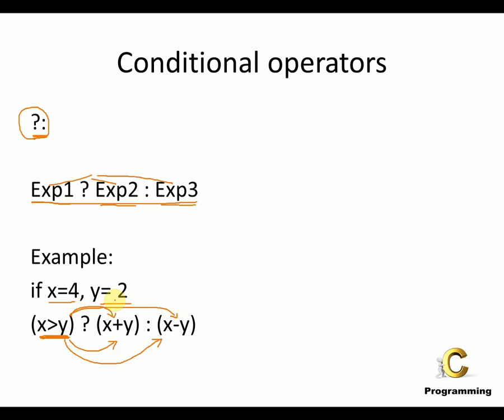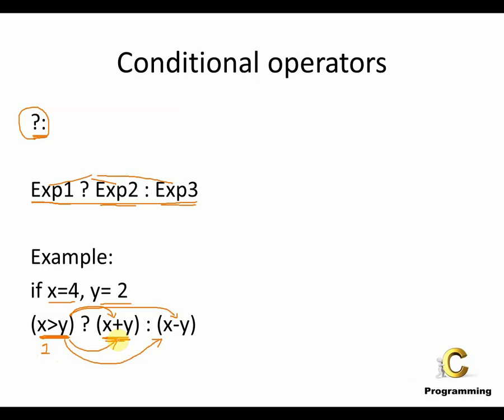So if x is equal to 4 and y is equal to 2, is x greater than y? True or false? So x is greater than y, which is true. So true meaning 1 basically. Because it is true, you have to evaluate expression 2.